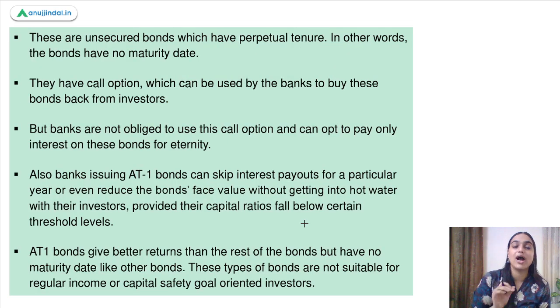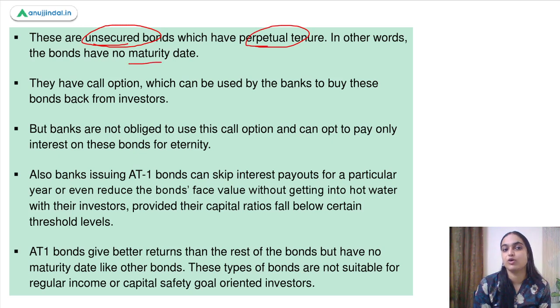So if I have to highlight some key features of the AT-1 bonds, then they are unsecured bonds. They are perpetual in nature because they have no maturity date. Also, they have a call option which can be used by the banks to buy these bonds back from the investors.